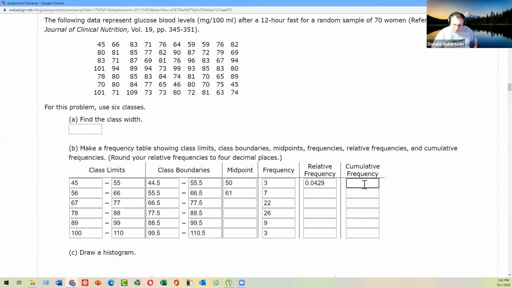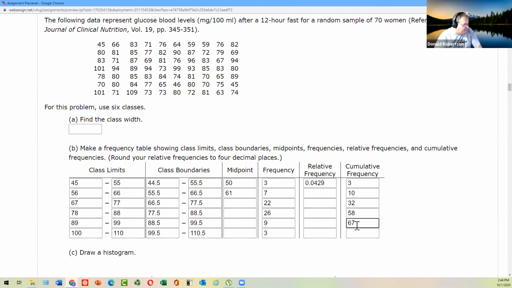Okay, cumulative frequency. The first one is whatever that is. The next cumulative frequency is what you get when you add the first 2 together. So that's now going to be 10. The next one is what you get when you add the first 3 together. So that's going to be 32. Then the next one is all 4. That's going to be 58. And then the next one is going to be 67.